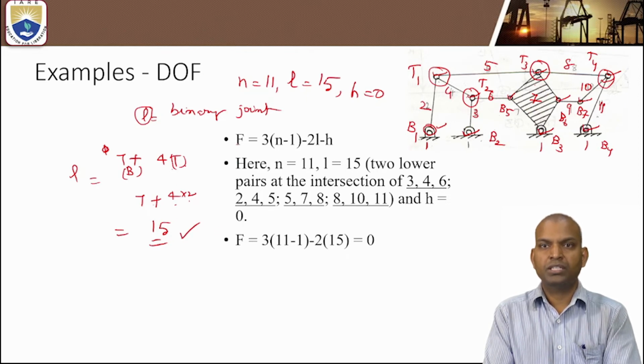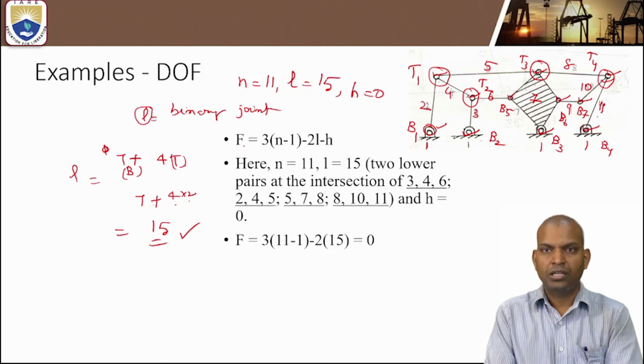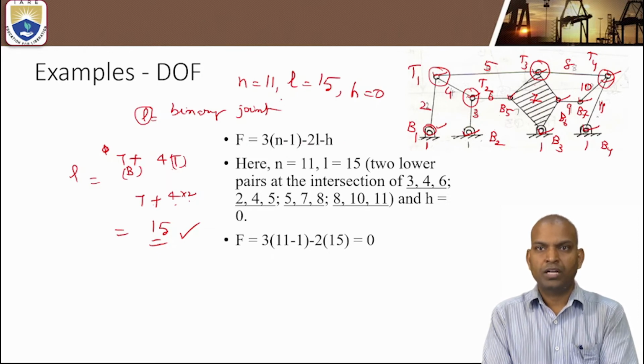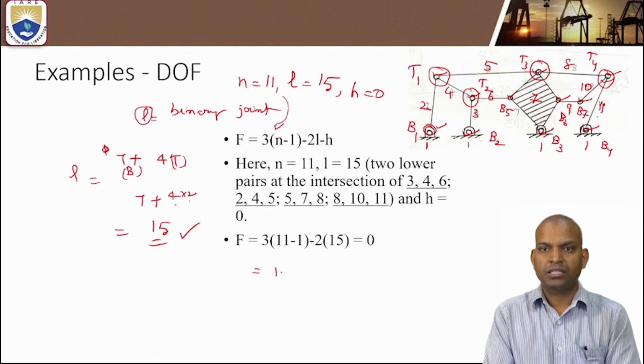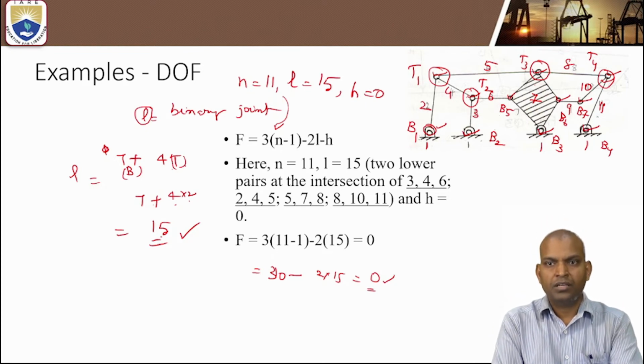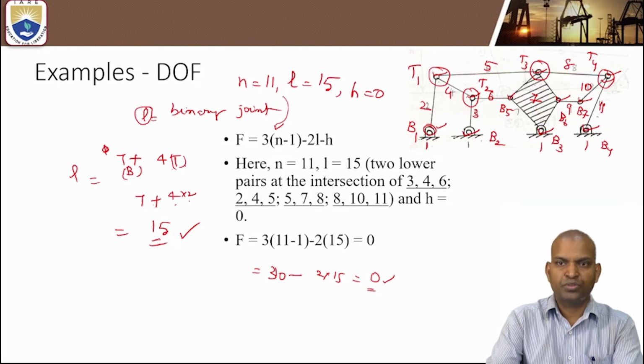Now substitute these values in the formula for degrees of freedom of planar mechanisms: F equal to 3 into (n minus 1) minus 2L minus H. What is n? n equal to 11. 3 into (11 minus 1), that is 30, and 2 into L, 2 into 15, that is 30. 30 minus 30 is 0. So when the degree of freedom for this mechanism is 0, what is the meaning?